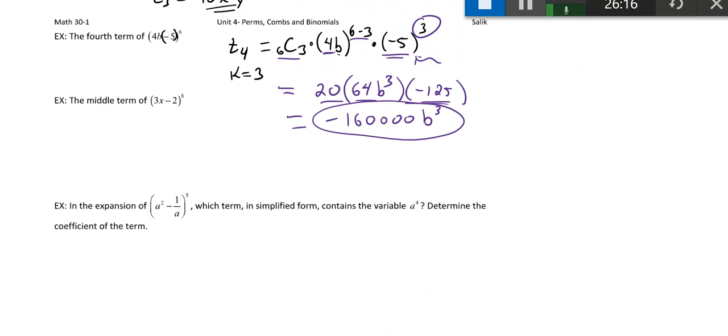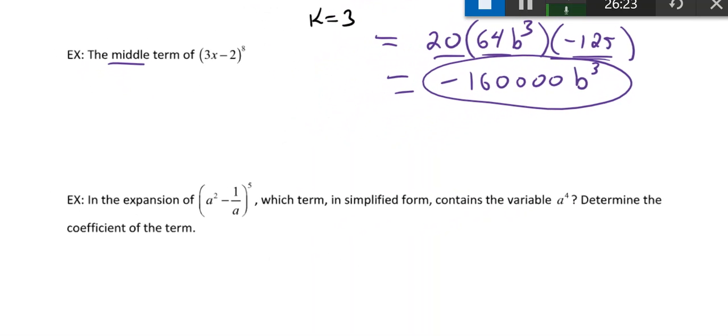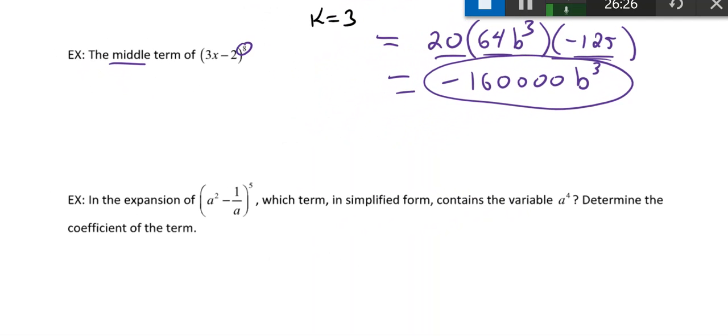Oh, sorry. It was not quite the same. This one wants the middle term, okay? So this won't be too bad. The middle term, well, if we have exponent 8, how many terms do we have? We've got 9, right? You've got 1, 2, 3, 4, 5, 6, 7, 8, 9. Well, what is the middle term for 9? Well, it's got to be 5, right? So really, I had to do a little investigation into what term I'm actually looking for, but now I'm set up the same way I was before. So I'm saying, okay, t of 5, so then k is 4.